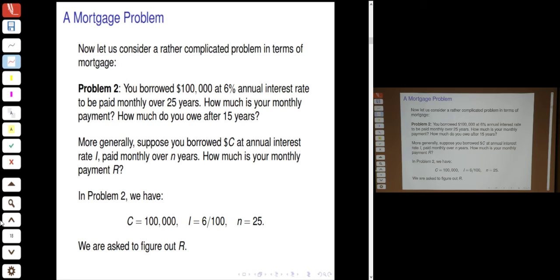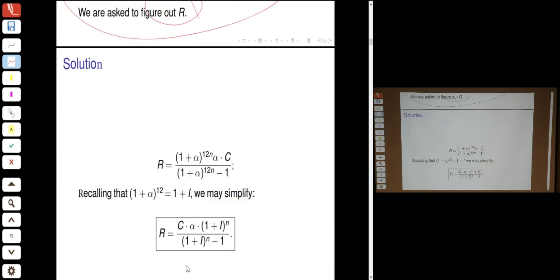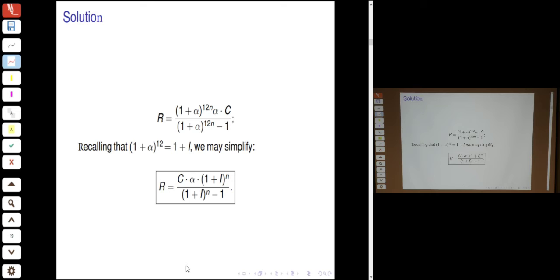More generally, suppose you borrowed $C at annual interest rate I, paid monthly over n years. How much is your monthly payment R? Problem 2 as stated here is just a special case of this with particular values of C, I and N, and our goal is to figure out R. The solution, which we went over in detail in the lecture, but let us just recapitulate, is R equal to 1 plus alpha to the 12n times alpha times C divided by 1 plus alpha to the 12n minus 1.